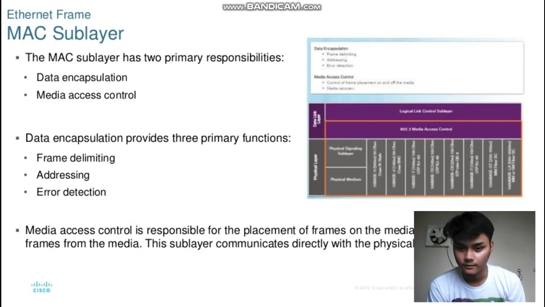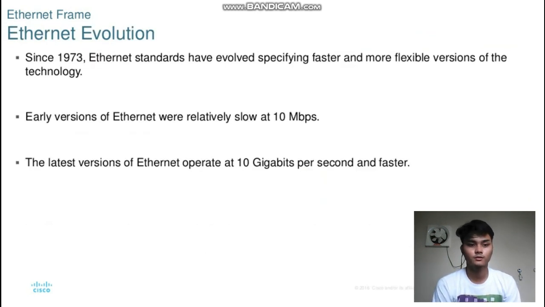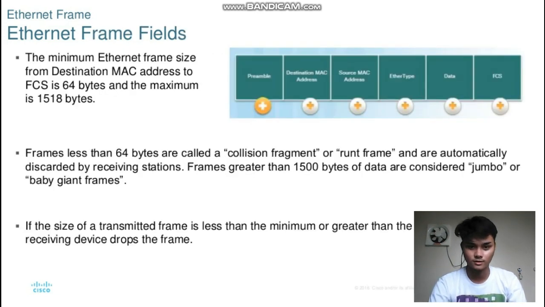Data encapsulation provides three primary functions: frame delimiting, addressing, and error detection. Now, Ethernet evolution. Since 1973, Ethernet standards have developed, specifying faster and more flexible versions of the technology. Early versions of Ethernet were slow at 10 Mbps, while the latest operate at gigabits per second and faster.